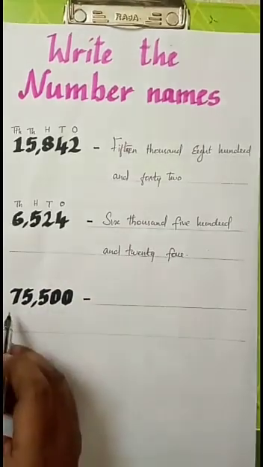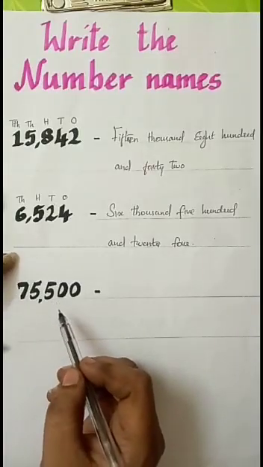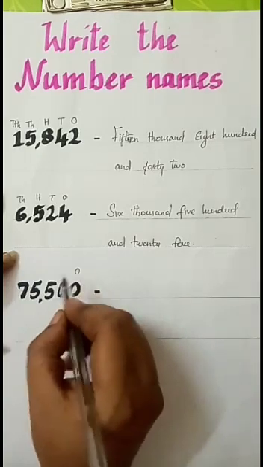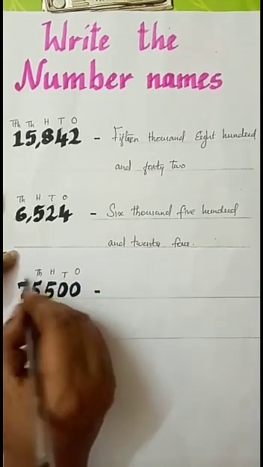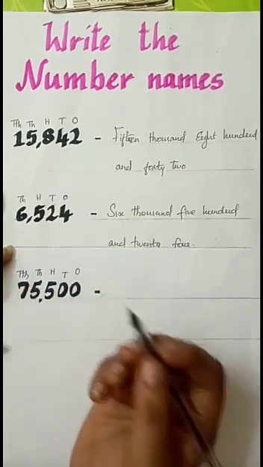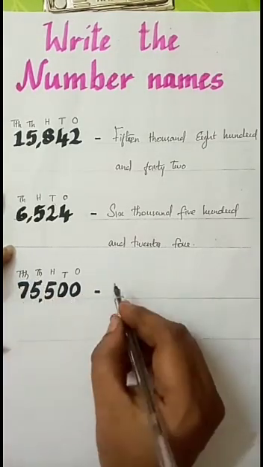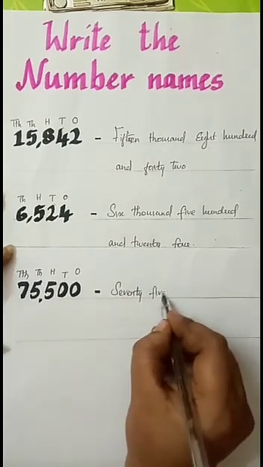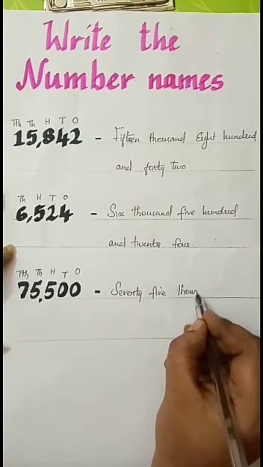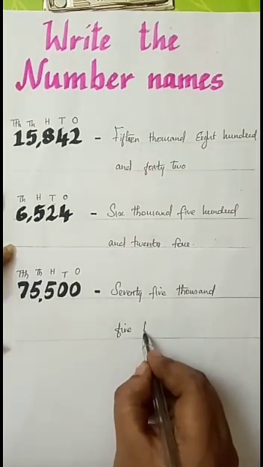So next example. So next third example, ones, tens, hundred, thousand, ten thousand. So 75,500.